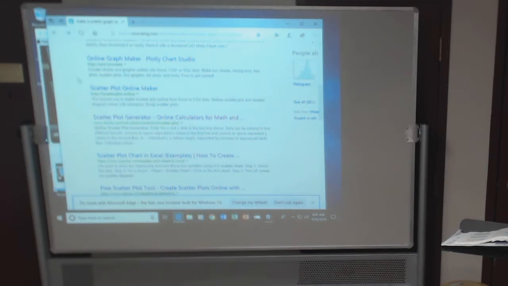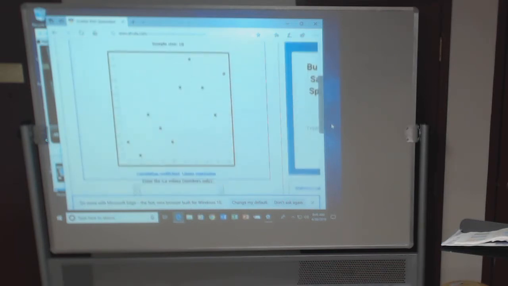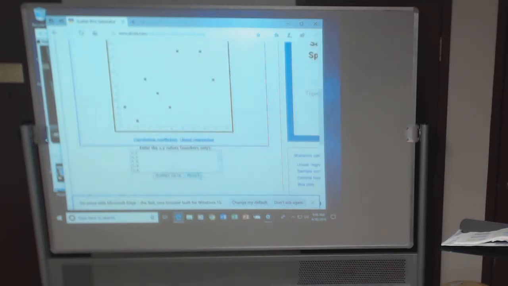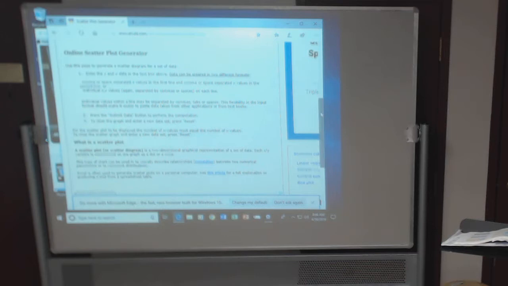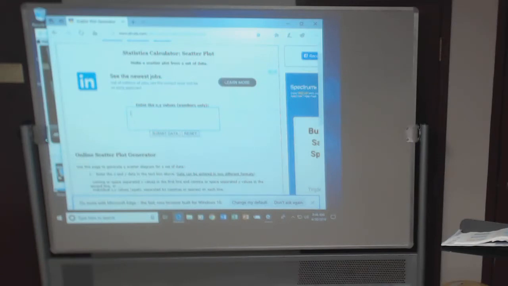Go back and go back. Scatter plot generator. Okay, now it's still got my plot in there. Say reset. Oh, hit reset. There. What's it say to do? It's giving me instructions on what to do. Enter the X and Y values. And now we're looking at problem 24. So can you give me the X and Y values for 24?